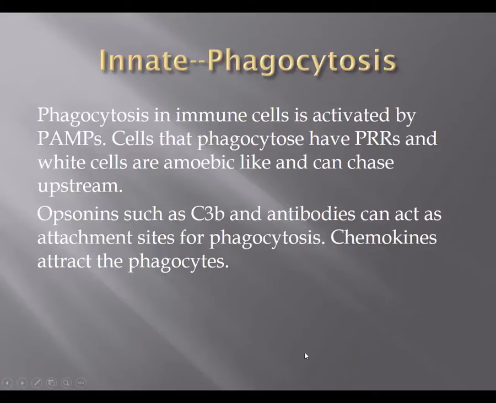Phagocytosis is activated by molecular patterns that are found on pathogens, and phagocytes have special receptors which recognize these PAMPs, as they are called. White cells are amoeboid-like, and they can chase foreign material around, driven by chemokines. Opsonins such as C3b and antibodies can act as attachments which aid the phagocytes in doing their job.